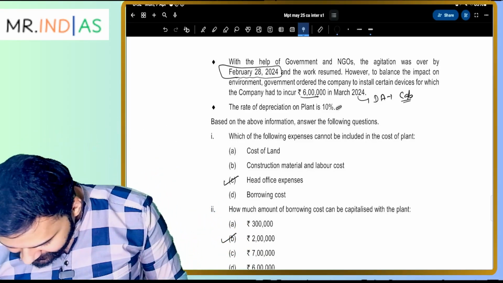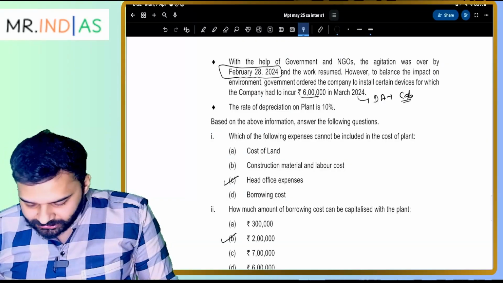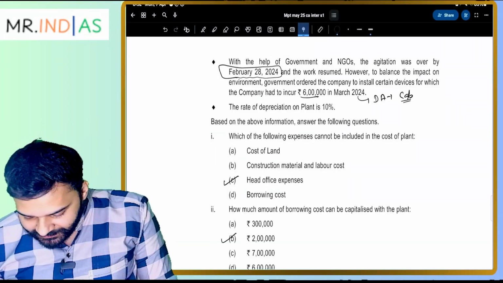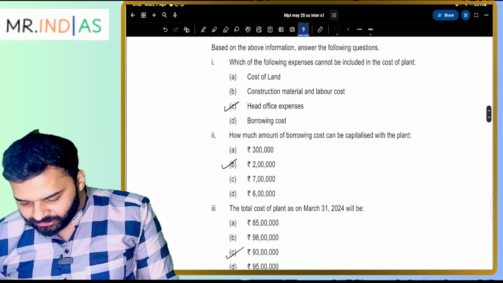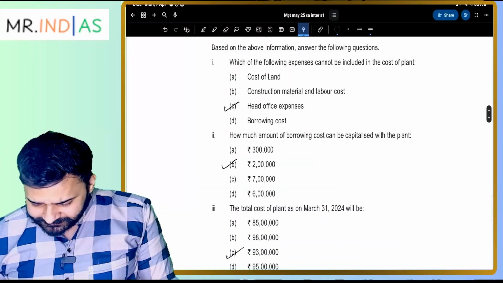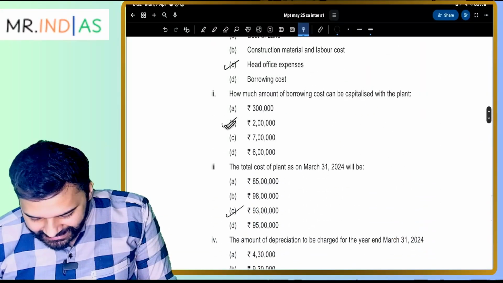The rate of depreciation is 10%. Which of the following expenses cannot be included in the cost of the plant? It's a head office expense. Head office expenses are charged to profit and loss account. How much amount of borrowing cost can be capitalized with the plant? We have already calculated it. 2 lakh rupees is the borrowing cost that will get capitalized into the plant.